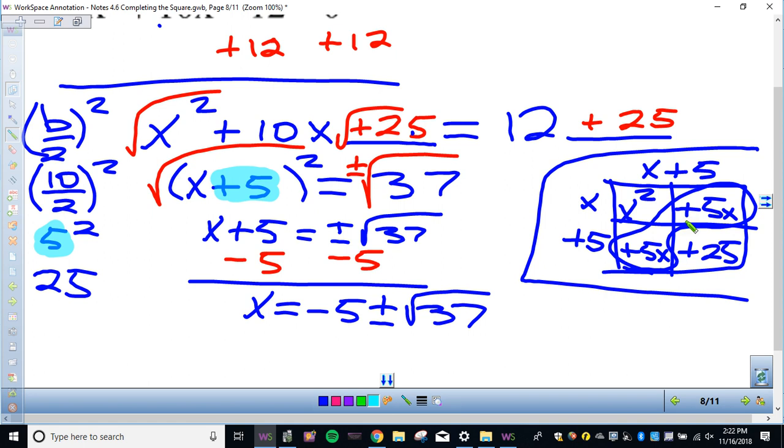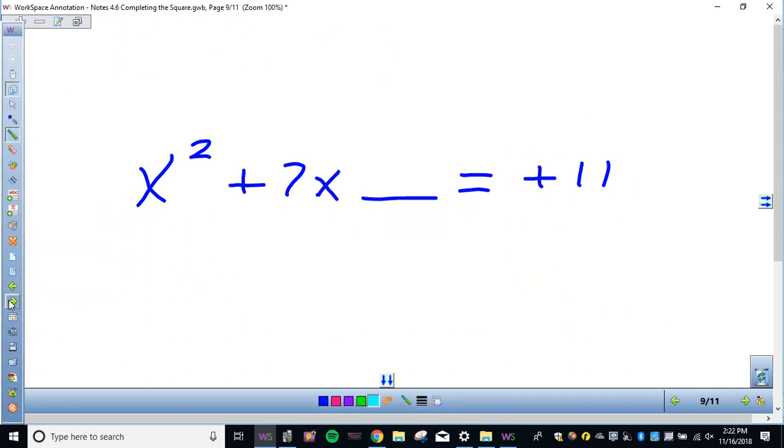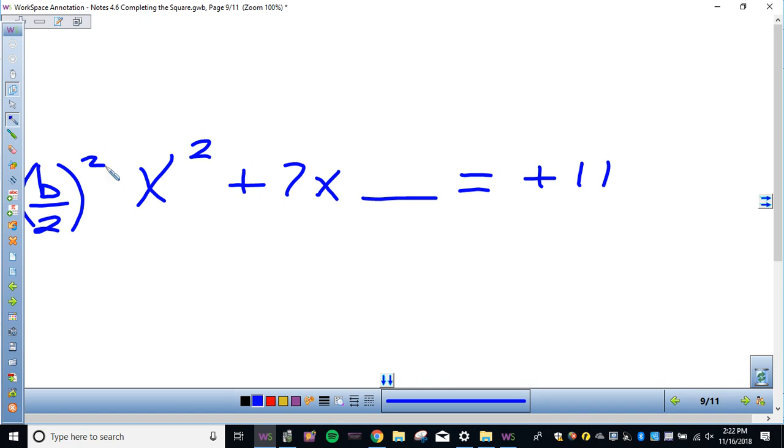All right, last example already. There you go. So I already did that first step of adding the 11 over to both sides. Give you a sec to write that down. And now we're going to do the b over 2 squared thing. So in this case, it's 7 over 2.